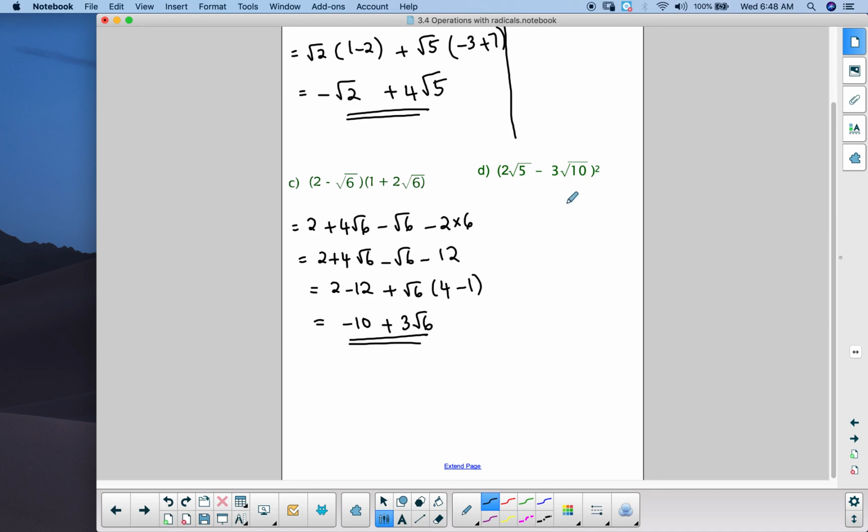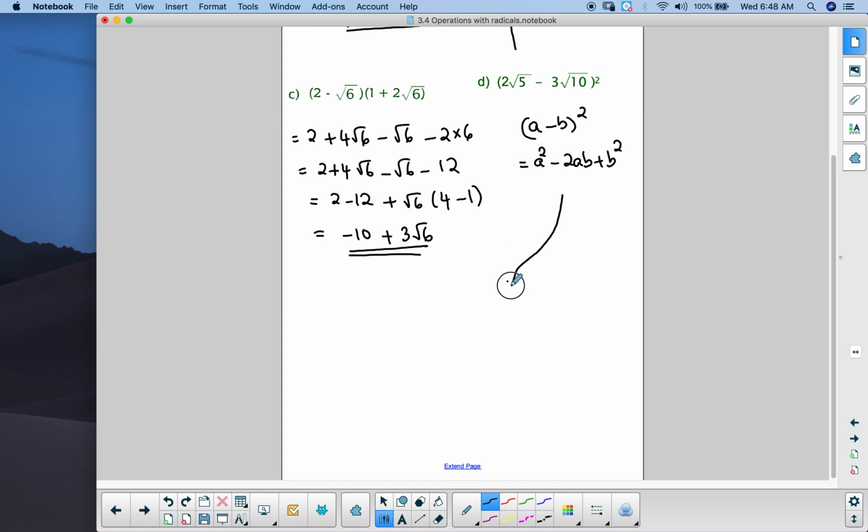This one is like expanding a binomial, right? It's like a minus b to the power of 2, right? So what's a minus b to the power of 2? It's a squared minus 2ab plus b squared, right? So I'm going to use that formula to expand this. So I'm going to do that right here. So that's equal to a squared, which is the square of the first term, minus 2 times a times b plus b squared. So it's 3 root 10 squared.